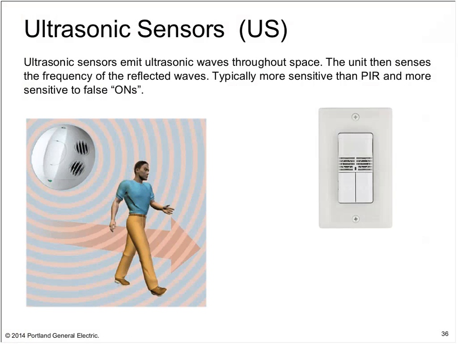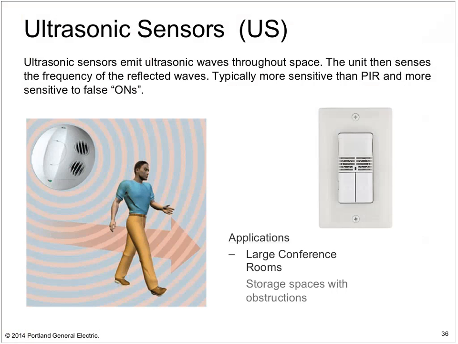So ultrasonic sensors work a little differently. They detect a disturbance in the force, so to speak, kind of like Doppler radar, especially movement toward or away from the sensor. Because the sensor range can leak from the intended coverage area, they can sometimes have false ons. And these are more expensive than passive infrared. And here are some of the applications: large conference rooms, storage spaces that may have obstructions.